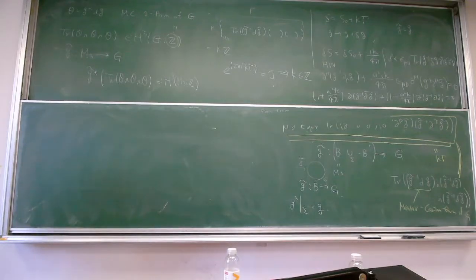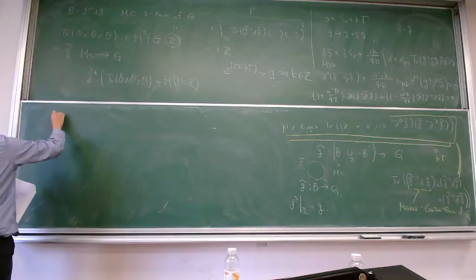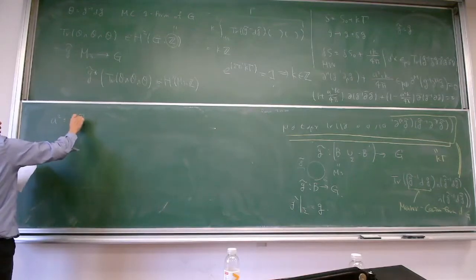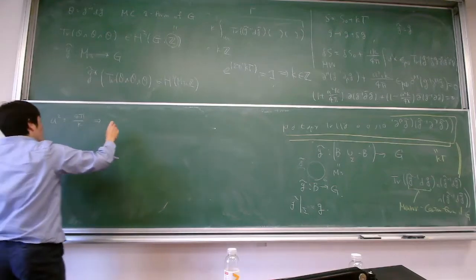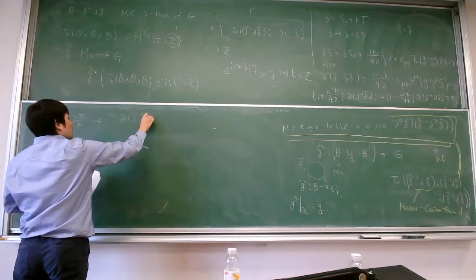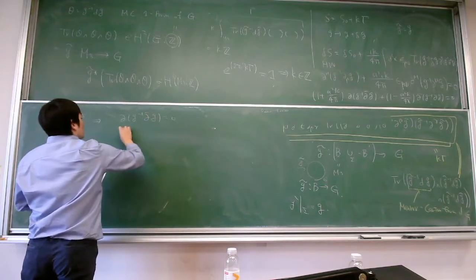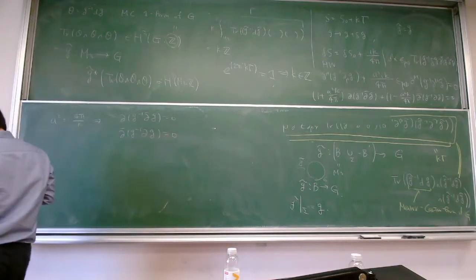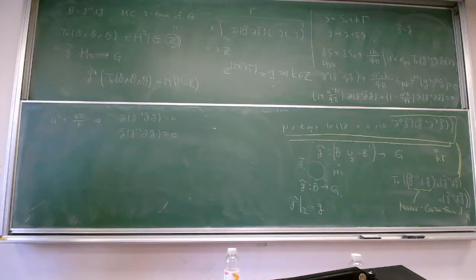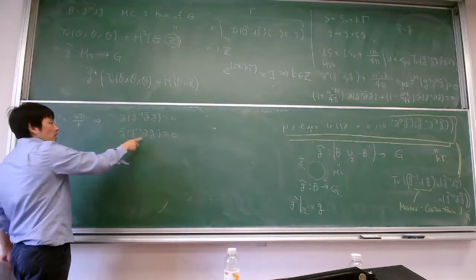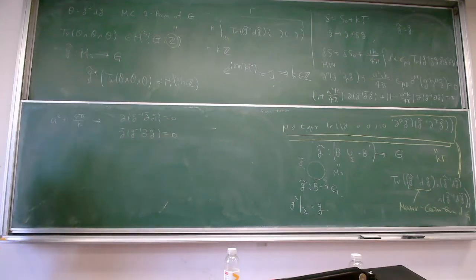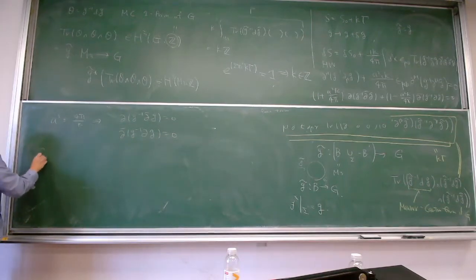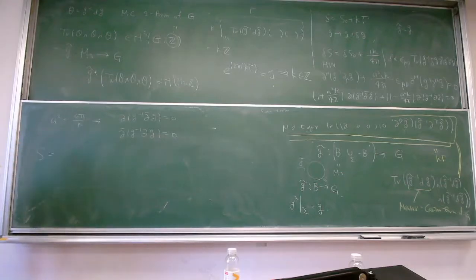And now if you set a squared equal to 4 pi over k, then you have the equation of motion as we desire. So this is the holomorphic current, and this is the anti-holomorphic current. Then at the end of the day, you obtain this kind of action.